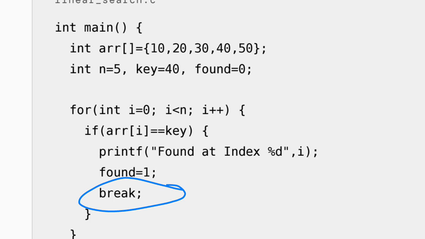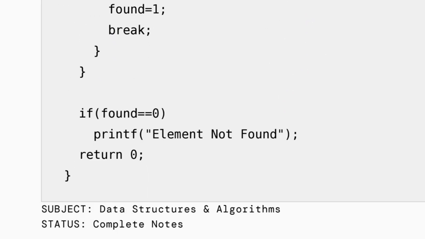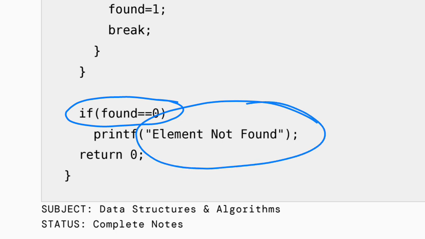After the loop, if found is equal to 0, it means the loop finished and the element was never found. Then we print element not found, and return 0.